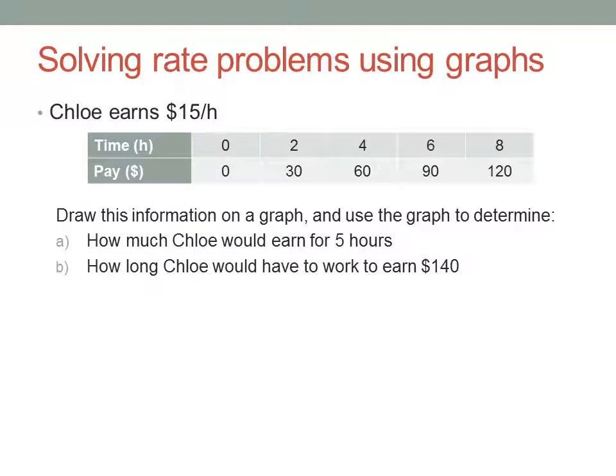Chloe earns $15 per hour. For 2 hours work, she earns $30. For 4 hours, $60, and so on. Draw this information on a graph and use the graph to determine how much Chloe would earn for 5 hours and how long Chloe would have to work to earn $140.